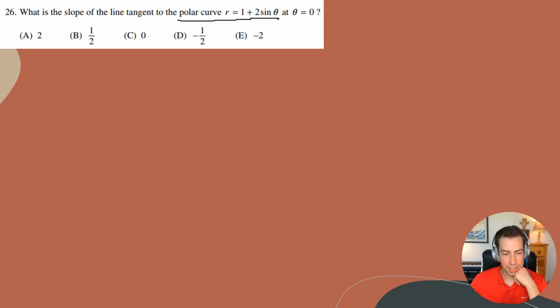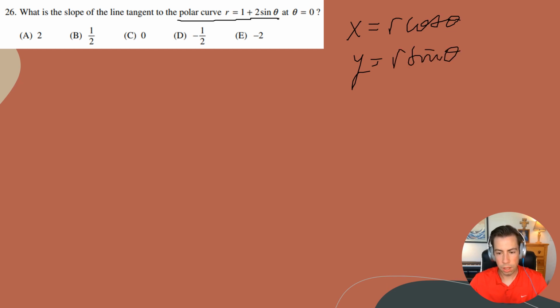So remember that in order to go from Cartesian, like xy coordinates, to polar coordinates, you're going to have to use the conversion x equals r cosine theta, and y equals r sine theta. And the other thing you need to remember is that technically speaking, r is a function of theta. They give us our value of r, and it is a function of theta.